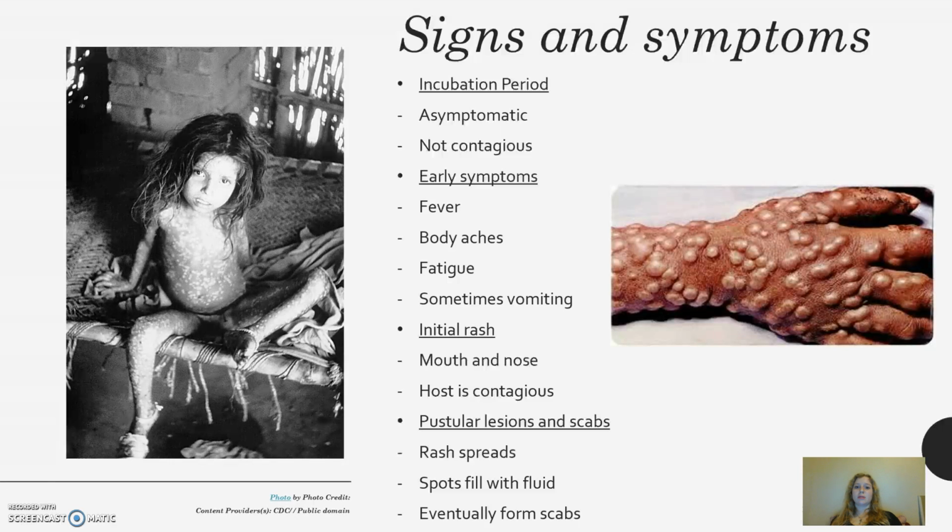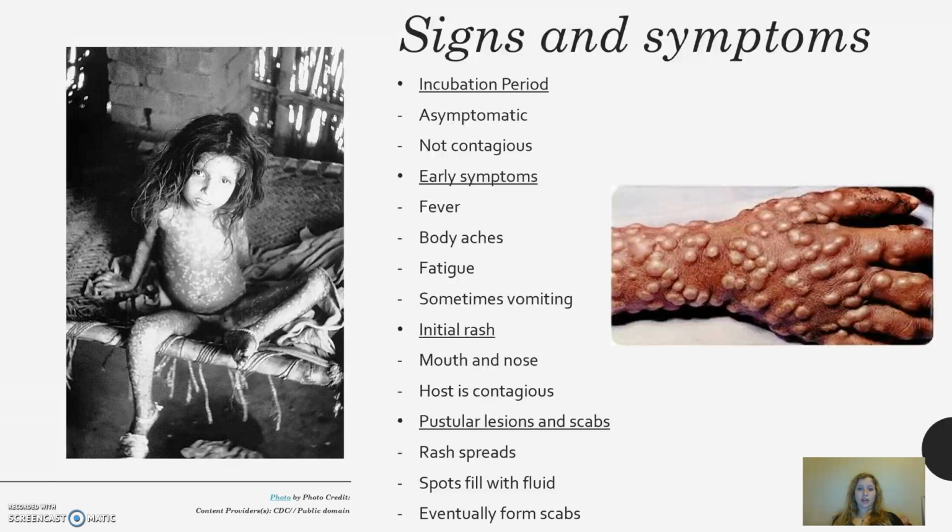So a person infected with smallpox can carry the disease for up to 43 days after initially coming in contact with it. During the incubation period, the host is asymptomatic and not contagious. Early symptoms include fever, body aches, fatigue, and sometimes vomiting.